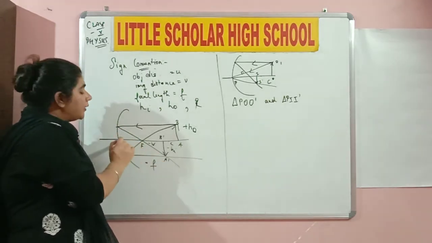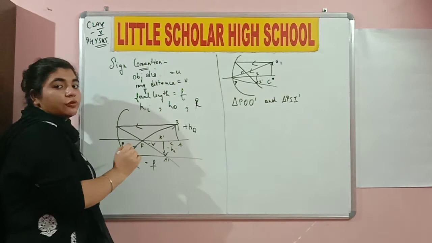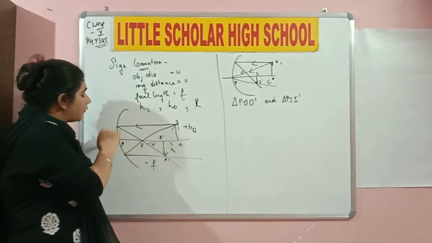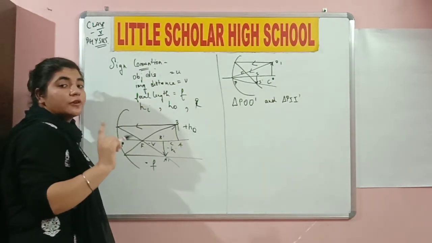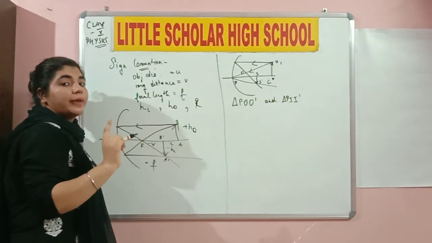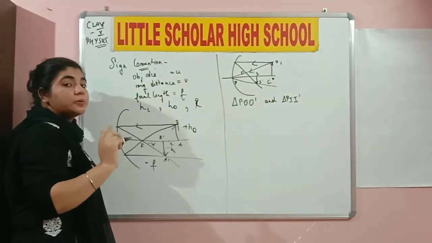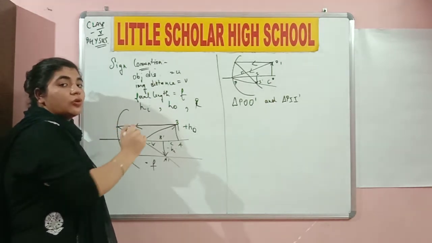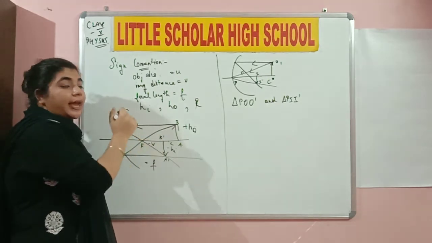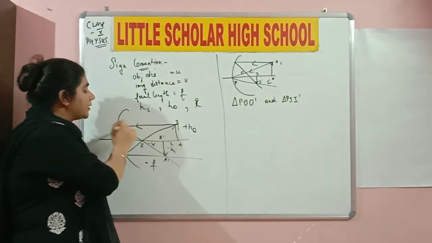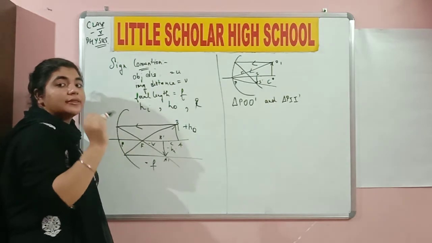Fine class. I need to measure the object distance. From where do I need to start? I need to start from the pole. Okay, that is my first rule. All distances are measured from the pole. Now, as per the second rule, any measurement that goes against the incident light is taken as negative.